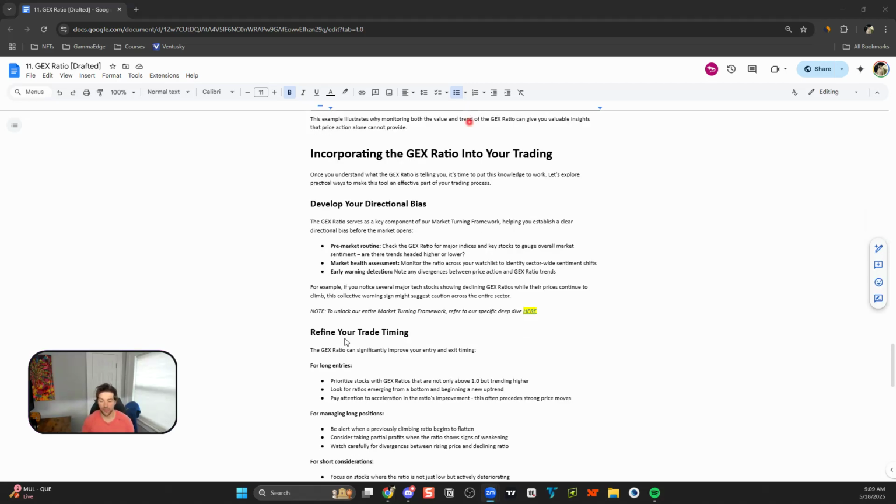And just want to highlight here, the GEX ratio is a key part of our market turning framework. The market turning framework is essentially our pre-market routine for understanding trend, structure, and sentiment in the market. Again, it's our daily process to understand when those divergences and those three key pillars do occur, or if the market is still status quo.